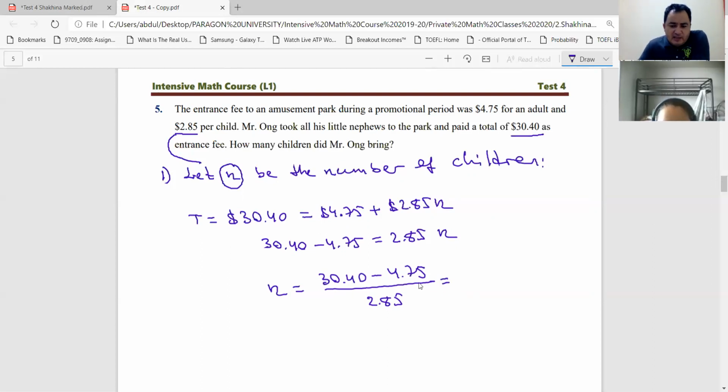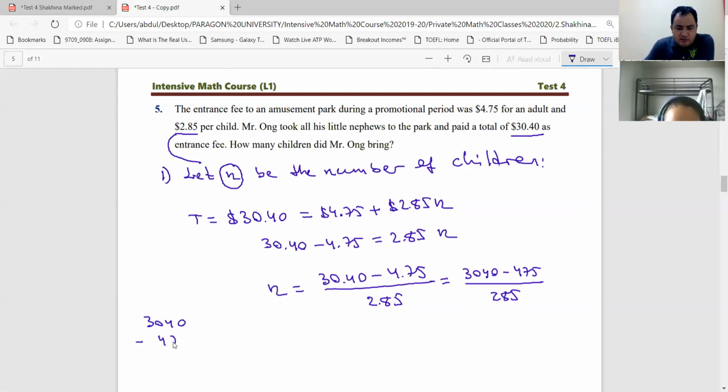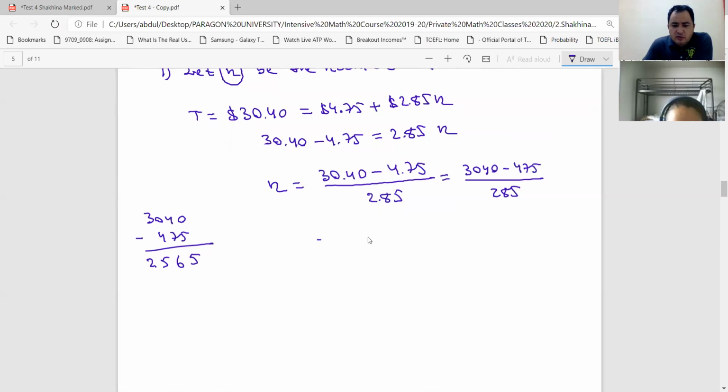To simplify this, I can multiply numerator and denominator by 100, right? Because these are just decimals. Multiply by 100, here we have 3040 minus 475 over 285. If you simplify this quickly, 3040 minus 475: 10 minus 5 is 5. 13 minus 7 is 6. 9 minus 4 is 5. Here we have 2. So n equals 2565 over 285.